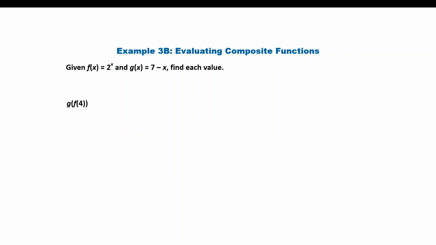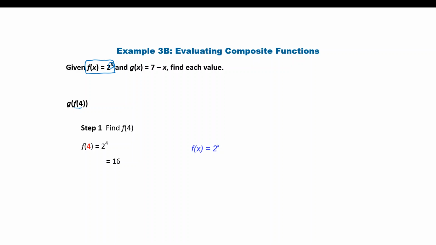All right, here's a different one now. It's g of f of 4. So the first thing again we're going to do is find f of 4. And f of x is 2 to the x power. So everywhere we see an x, we're going to fill that in with 4. So f of x is 2 to the x power, so 2 to the 4th power equals 16.